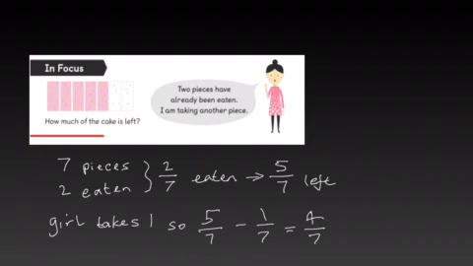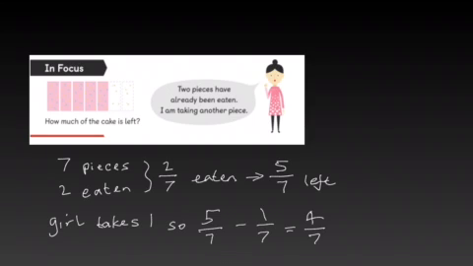In the In Focus task, there is some cake. The question asks how much of the cake is left. Before we work out how much is left, we need to find out how many parts there are to make a whole. We can see there are 5 pink pieces of cake and 2 white pieces of cake. So 5 add 2 is equal to, that's right, 7.